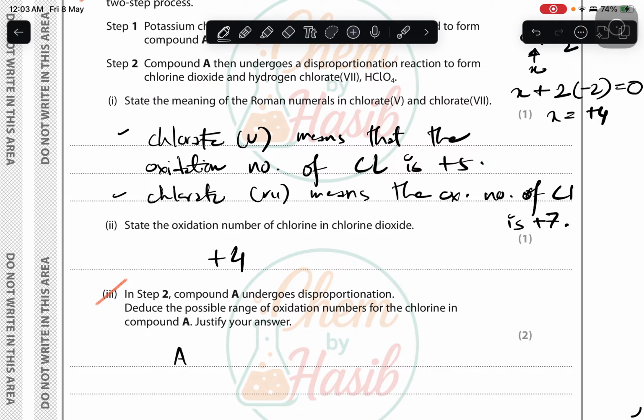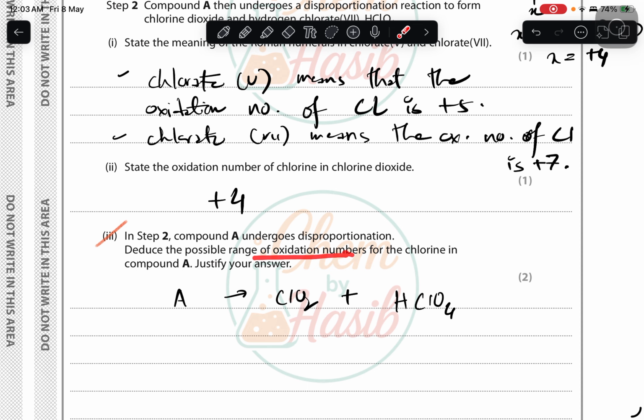So A disproportionates into ClO2 and produces HClO4. We don't know what compound A is. It says deduce the possible range of oxidation numbers for the chlorine in compound A. It says it disproportionated, right? Now the oxidation number of chlorine in ClO2 is plus 4, and the oxidation number of chlorine in HClO4 is plus 7.